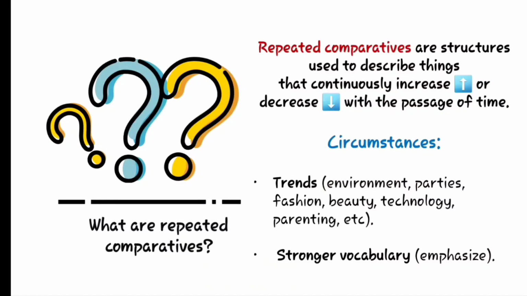What are repeated comparatives? Repeated comparatives are structures used to describe things that are constantly developing or changing with the passage of time. The circumstances in which we use comparatives are trends. These ones include environment, parties, fashion, beauty, technology, parenting, etc. Or when we want to make our vocabulary stronger in order to emphasize something.